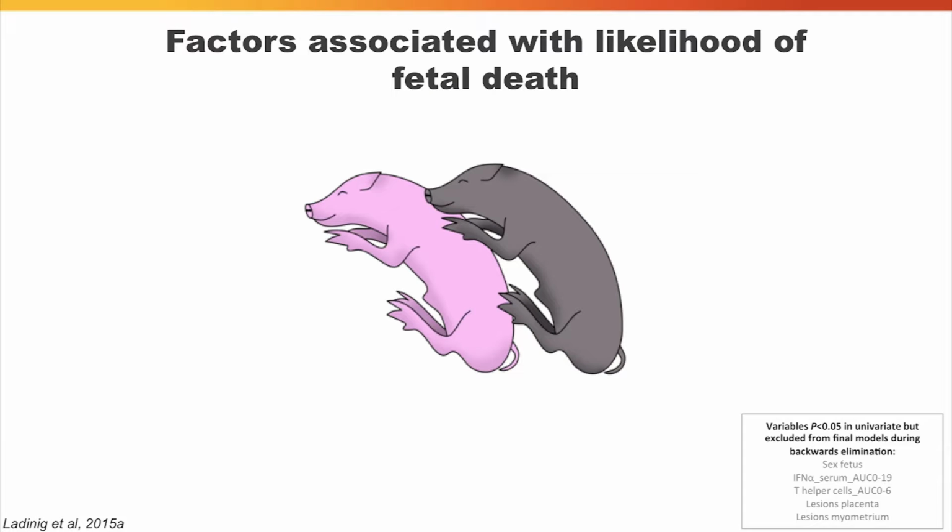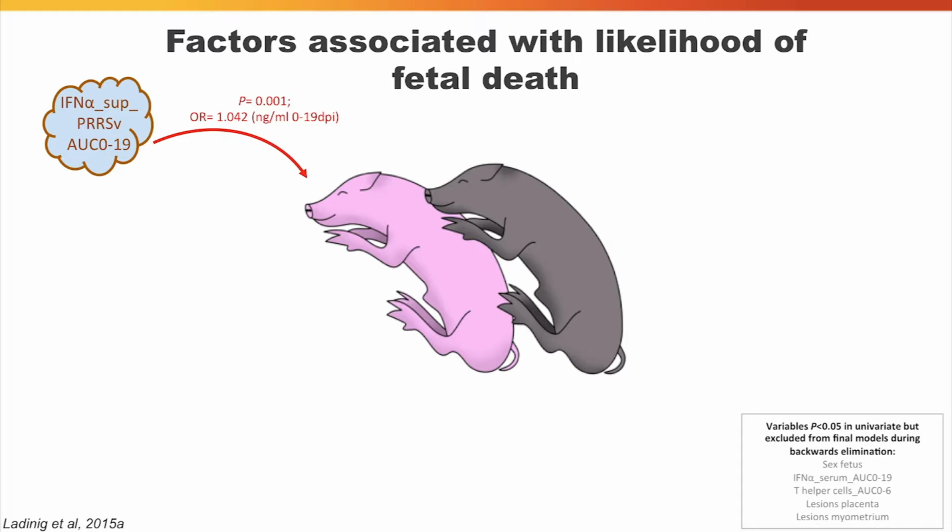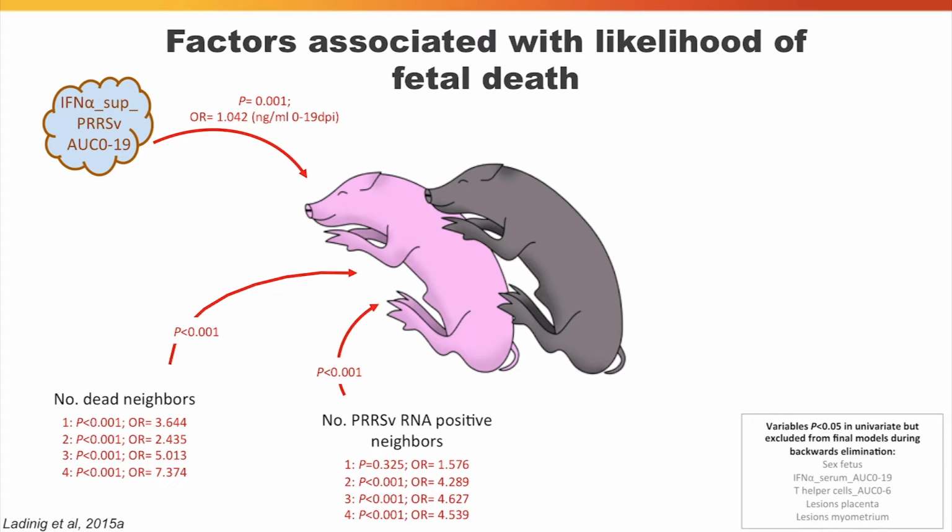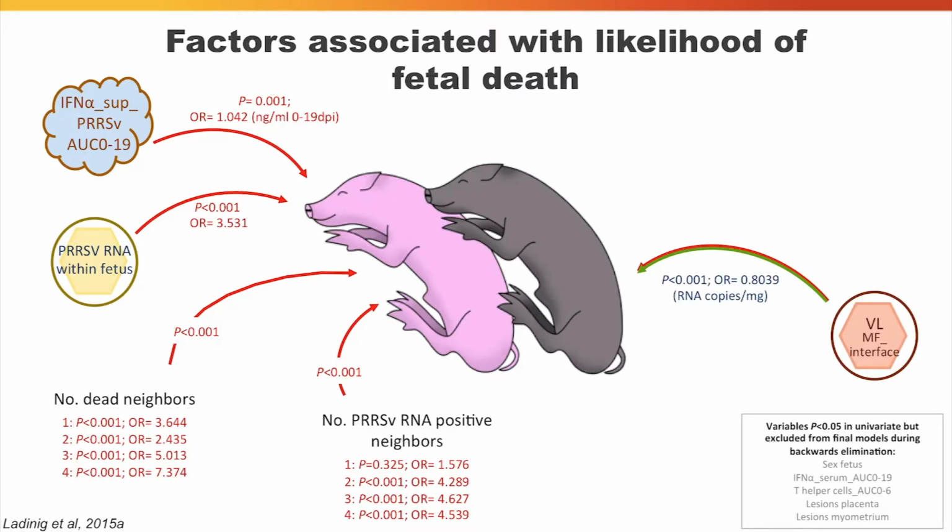So what does cause fetal death? Well, there are a number of factors that we do know. The first factor associated with fetal death is interferon alpha levels, like we've previously talked about. Second factors are really what's happening in adjacent fetuses, in the neighbors. And if I'm a fetus and I have two fetuses on either side, the more fetuses that are dead or the more fetuses that are virus positive, the greater likelihood that I will be a dead fetus as well.